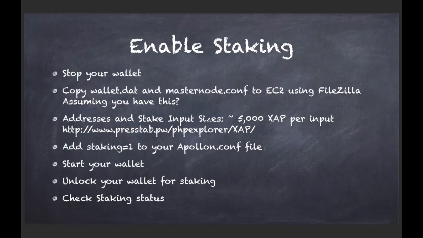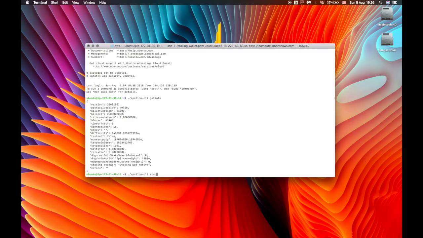8,000 on average. We're going to configure the apollon.conf file. I'm going to add staking=1. We're going to restart the wallet, unlock it, and make sure that everything is up and running. So let's get to it. First, I want to stop my wallet. And for that, I use apollon-cli stop.